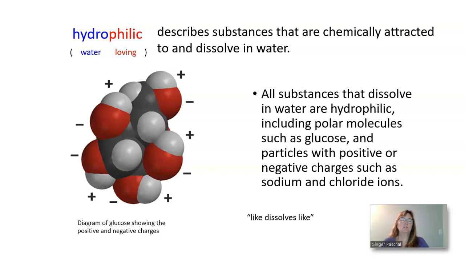So all substances that dissolve in water are hydrophilic, including polar molecules such as glucose, and particles with positive or negative charges such as sodium and chloride. So if you take table salt and put it in water, you end up with sodium ions that are charged and chloride ions that are also charged. That's why salt dissolves in water. It is hydrophilic. Just remember the term like dissolves like. So if something is polar, water is polar, therefore it will dissolve in water. Anything that's polar is hydrophilic, water-loving, will dissolve in water because water is also polar.